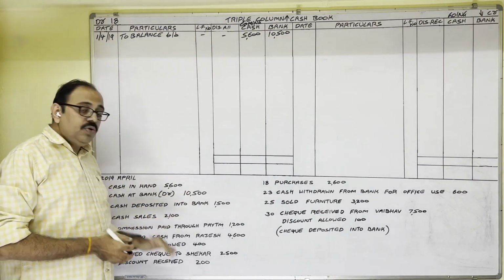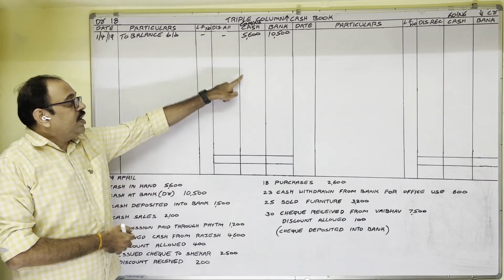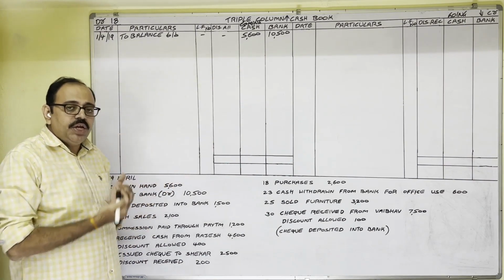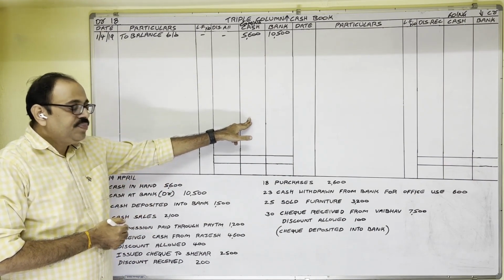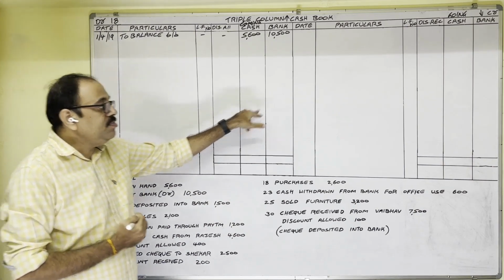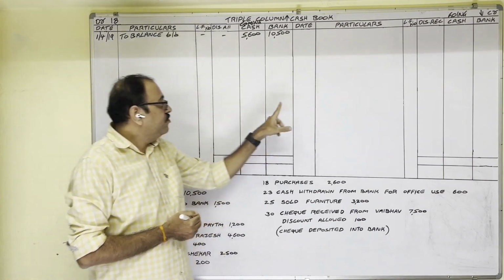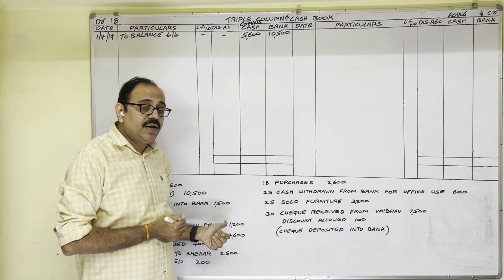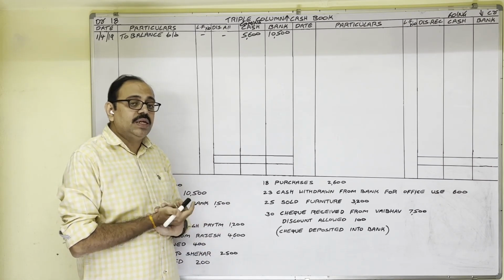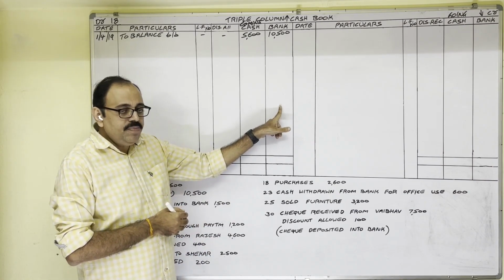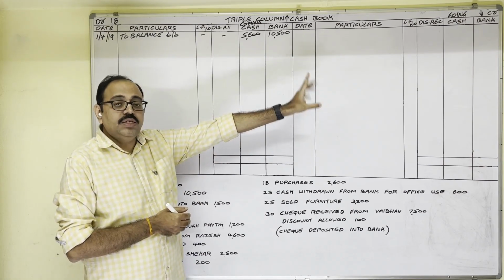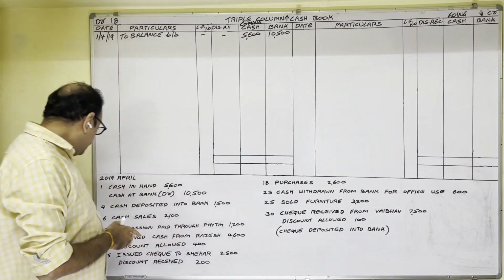Now, what is the rule for transactions? For cash, if cash is coming into the firm, debit side cash column. If cash is going from the firm, credit side cash column. For bank, because of a bank transaction, if our bank balance is increasing, debit side bank column. If the bank balance is decreasing, credit side bank column.